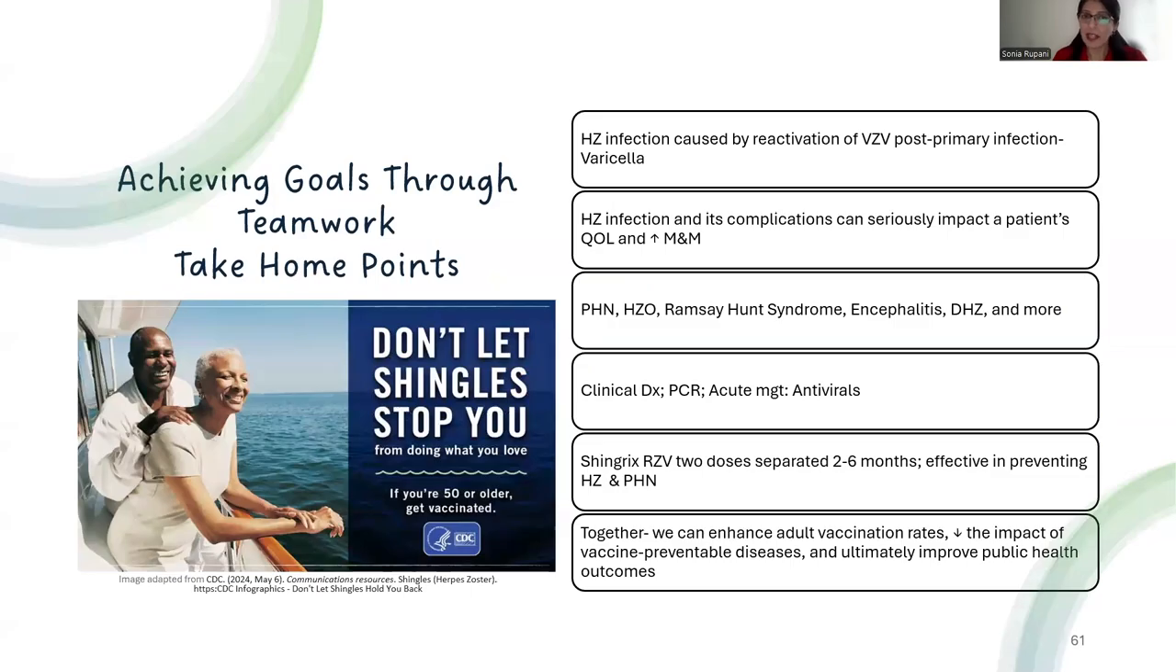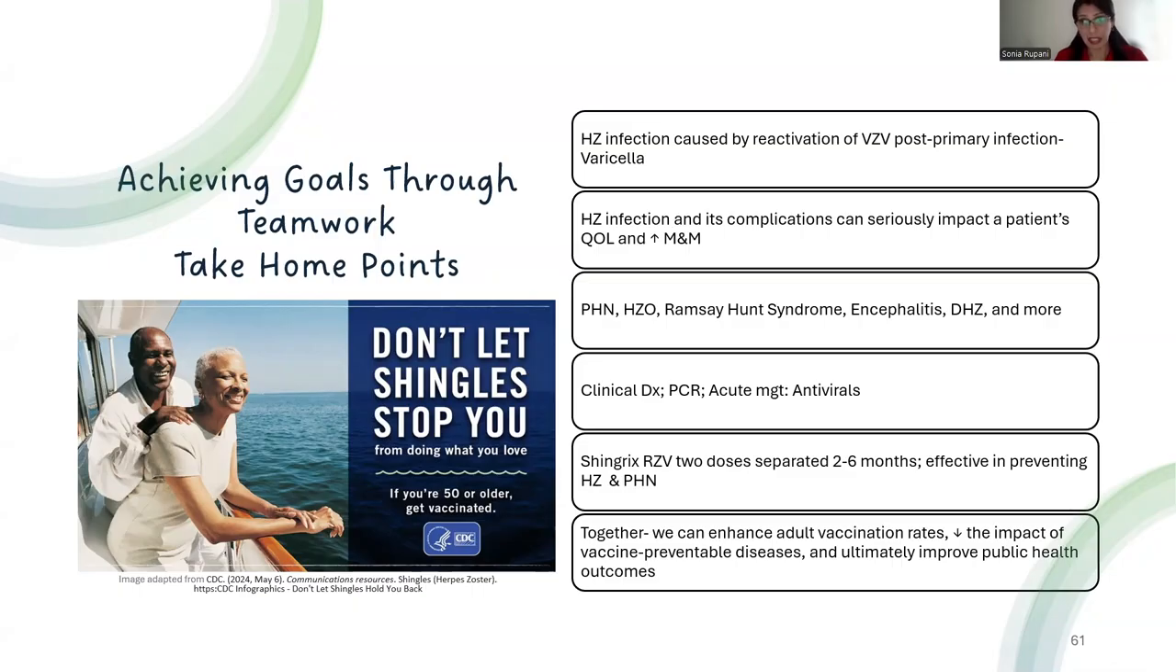So to put this all together, herpes zoster infection is caused by the reactivation of VZV after the primary infection, the varicella chickenpox infection. It can cause serious complications in individuals. It can affect the quality of life. It causes complications like postherpetic neuralgia. It can affect the trigeminal first division, HZO, Ramsay-Hunt, encephalitis, and DCHZ. It is a clinical diagnosis. PCR is the most sensitive. Antivirals should be started as soon as possible, preferably less than 72 hours.